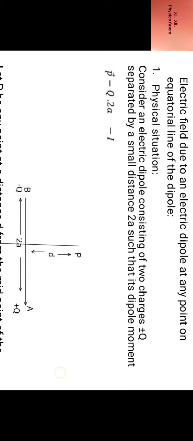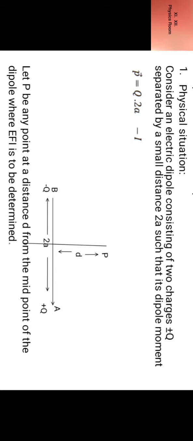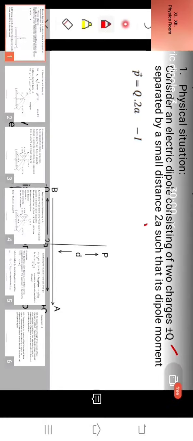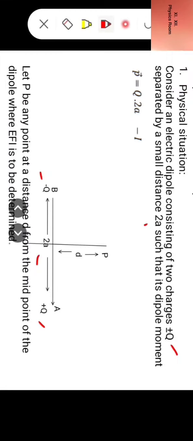Consider an electric dipole consisting of two charges plus q and minus q, separated by a small distance 2a, such that its dipole moment P is equal to q into 2a, and mark it as equation number 1.